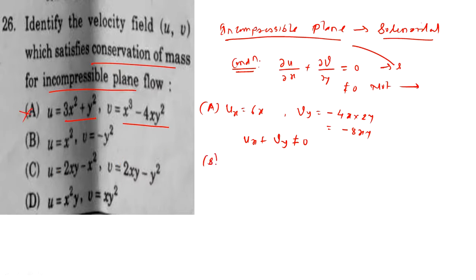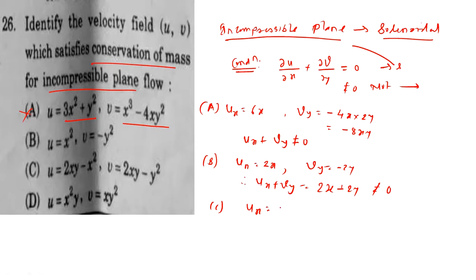In the second option B, we will check what is ux. ux is 2x and what is vy? vy is minus 2y. Now again check ux plus vy. It gives you 2x minus 2y. So this is again not 0 for all x and y, because the conservation of mass says that this is 0 everywhere.